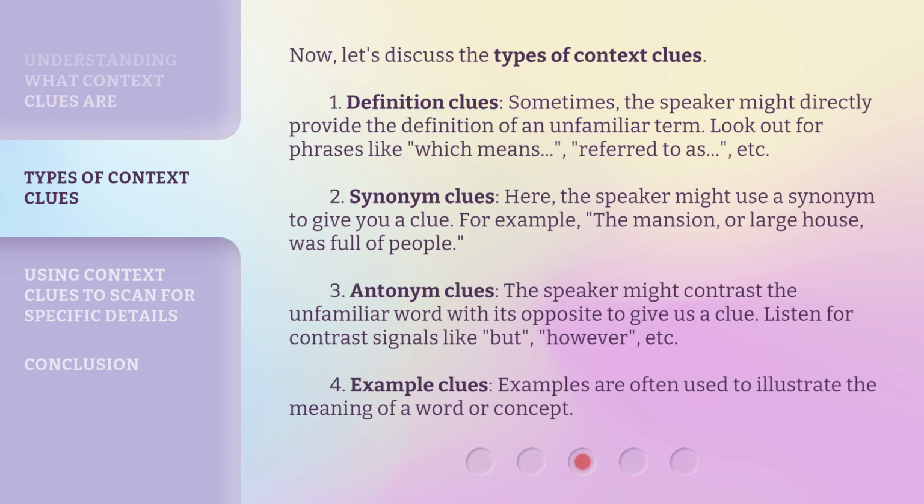Now, let's discuss the types of context clues. 1. Definition clues. Sometimes, the speaker might directly provide the definition of an unfamiliar term. Look out for phrases like, which means, referred to as, etc.